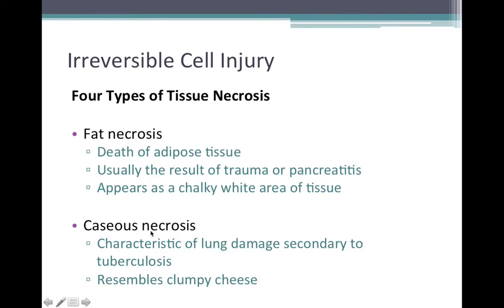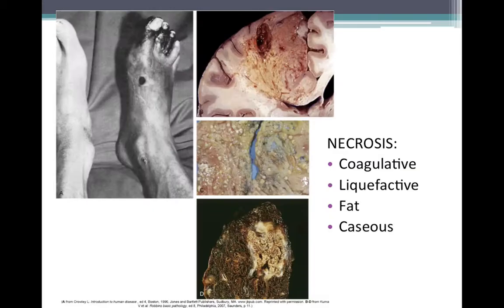Now, caseous necrosis is a form of necrosis that resembles clumpy cheese, because caseous means cheese-like. And so caseous necrosis kind of resembles clumpy cheese. An example of this is actually the form of tuberculosis infection that forms these caseous necrosis cysts in your lungs.